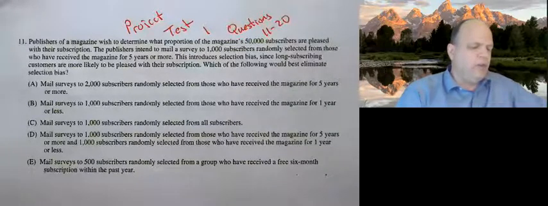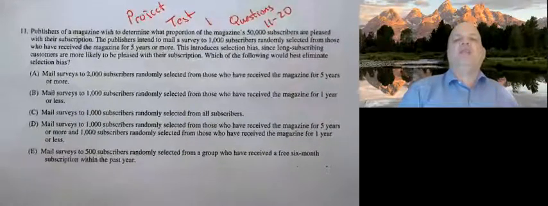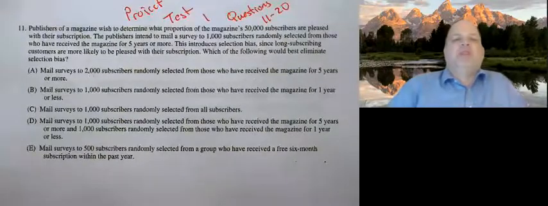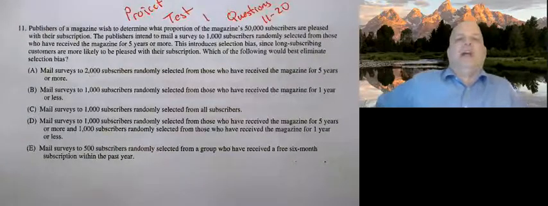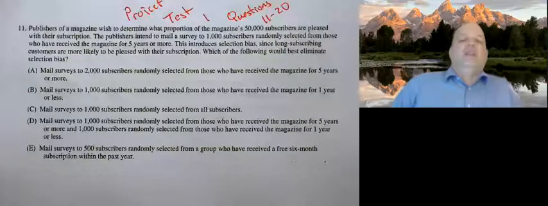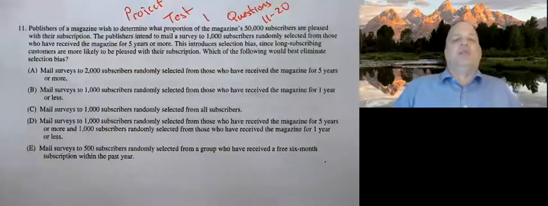Publishers of a magazine wish to determine what proportion of the magazine's 50,000 subscribers are pleased with their subscription. The publishers intend to mail a survey to 1,000 subscribers randomly selected from those who have received the magazine for 5 years. So we have random selection, and that's great. We're taking it for 5 years or more, which may be a problem. And this introduces selection bias, since long subscribing customers are more likely to be pleased with their subscription.